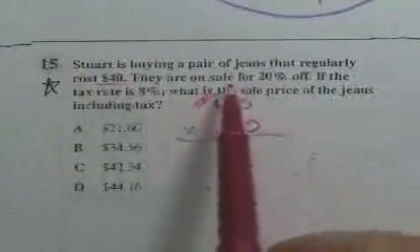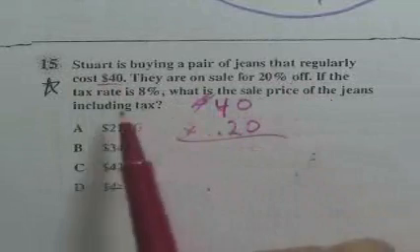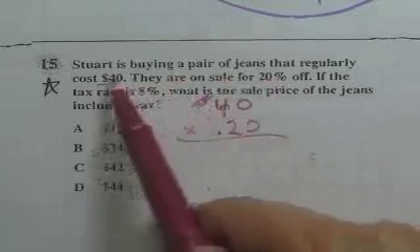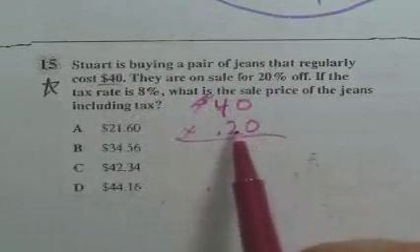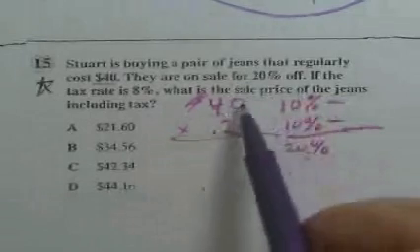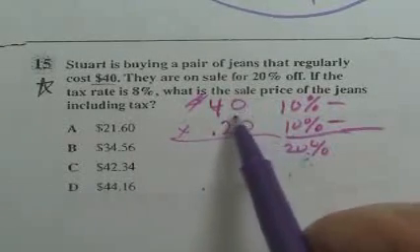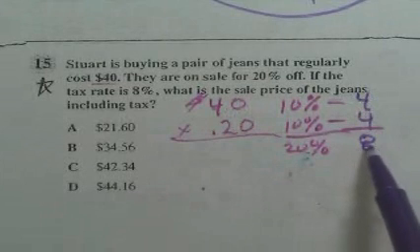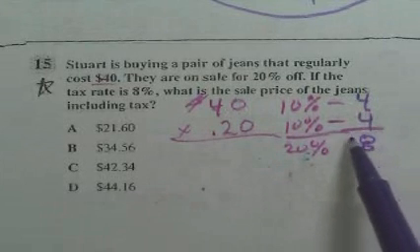Okay, number 15, Stuart is buying a pair of jeans for $40, on sale for 20% off, and then we're going to have to add some tax to that. So we take 20% of 40, we have to figure that out first. Now you can do either method, but hopefully you can just do that in your head. 10% of 40 is just 4. Okay, and 4 and 4 makes 8. So 20% is just $8.